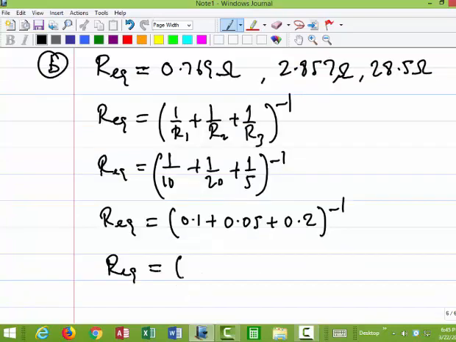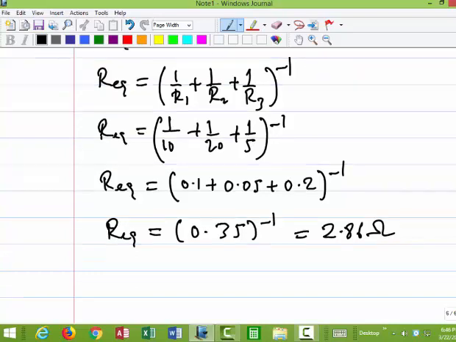So this would be 2.85 or 2.86. This answer. So 0.35 inverse. What is the inverse of 0.35? It is 2.86 ohms. Okay. So I believe that will be correct.